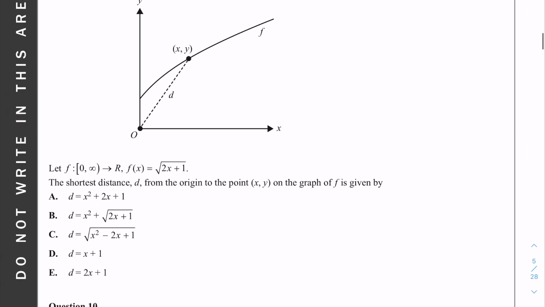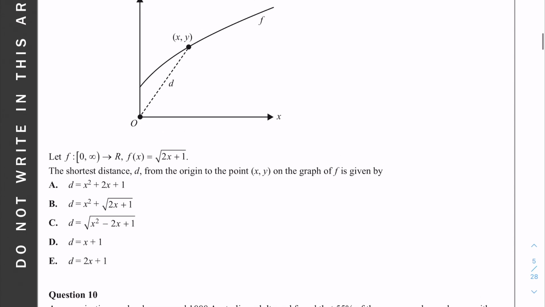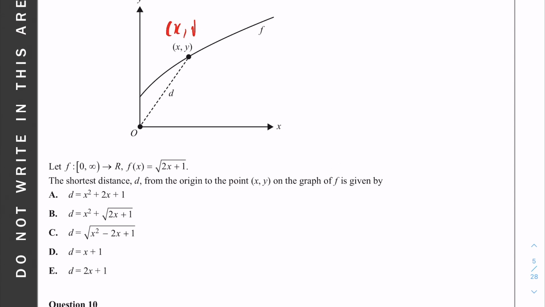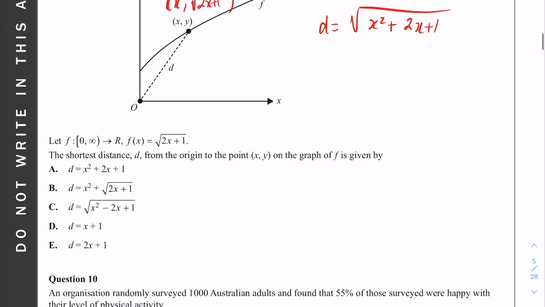Okay, the shortest distance d from the origin to the point (x, y). So this point here is just (x, root 2x plus 1). So the distance is going to be the square root of (x minus 0) all squared, so x squared, plus (root 2x plus 1 minus 0) all squared, so that's just 2x plus 1. And for the shortest distance, we differentiate and let it equal 0.